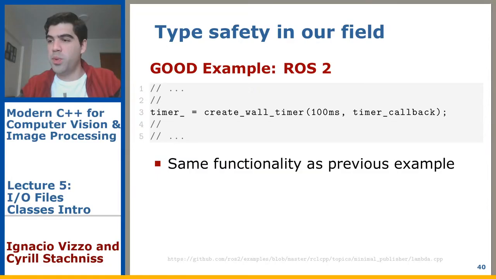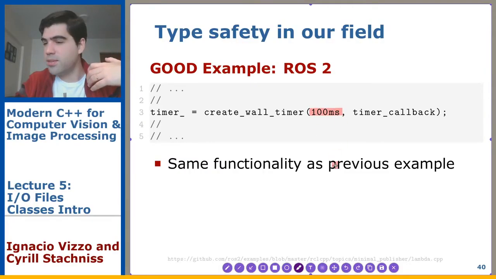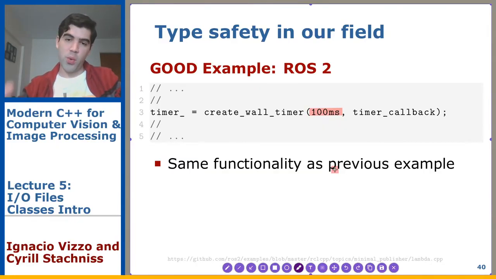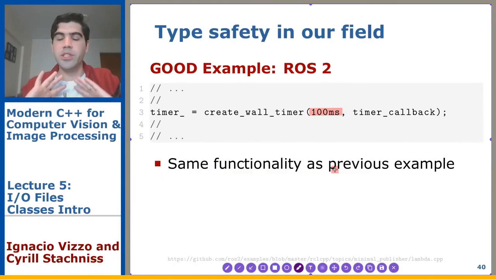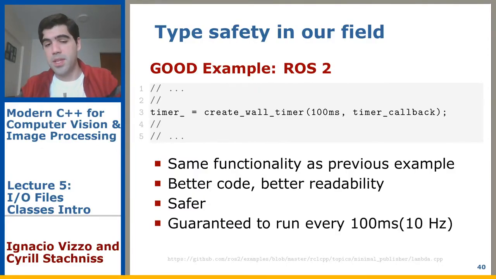As a good example, now ROS is moving to a better C++ usage. For example, the same Hello World example now uses milliseconds. You create a wall timer. The syntax is a bit different because ROS itself changed, but now instead of 10, they are using 100 milliseconds. So you know it's 10 hertz, and the period of the timer is going to be 100 milliseconds. For sure, it's at compile time, it's guaranteed to be this. You can sleep tonight knowing that your timer will be working at a 100 millisecond period. This is a really good usage of the language. It's the same functionality as the previous example, but much better code, better readability, and safer.